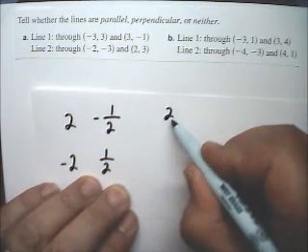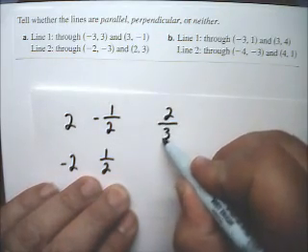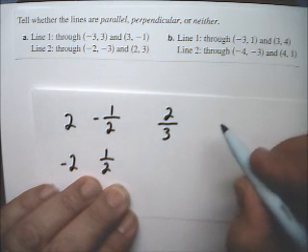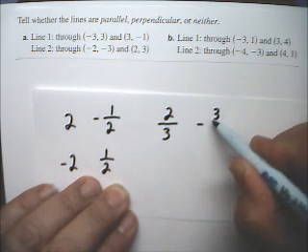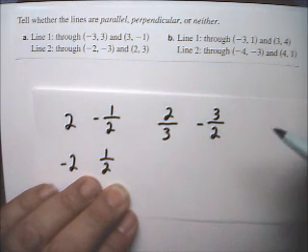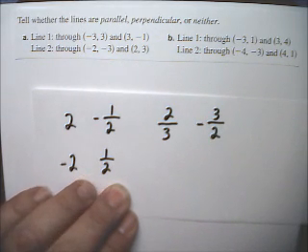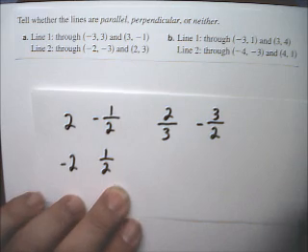Some more examples. Let's say one line was 2/3 for a slope, and to be perpendicular, the other slope would have to be -3/2. See, that's a negative reciprocal.